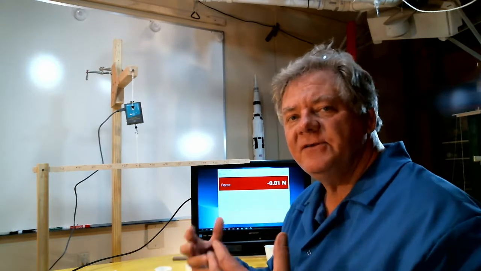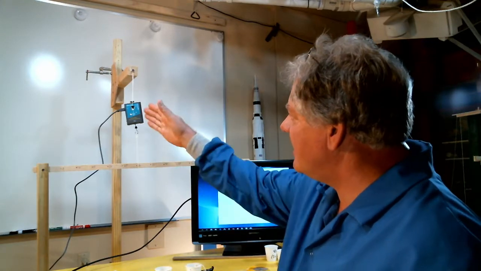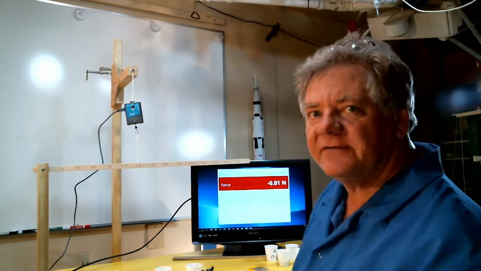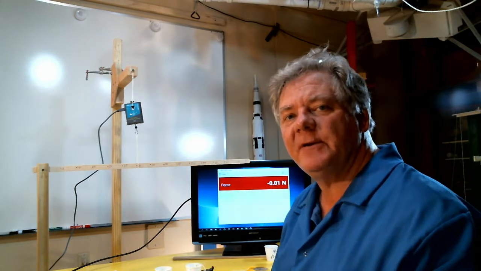And now I'm ready to do these experiments. Now I'm just going to be looking at the force of the spring scale and the force of the downward test weights. So we'll see how things work out. Okay, so let's go on to our experiments and see what happens.